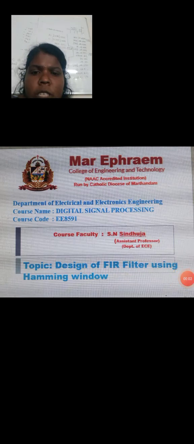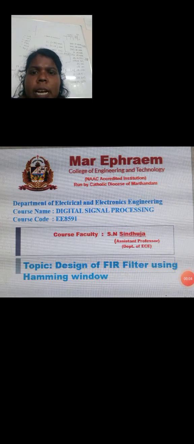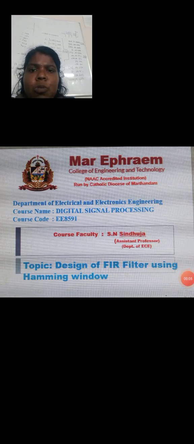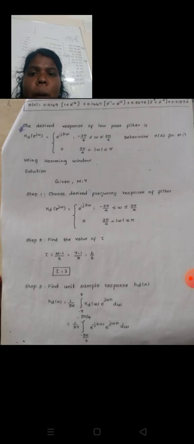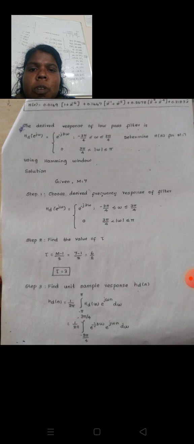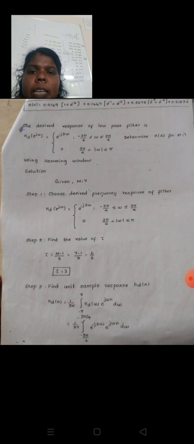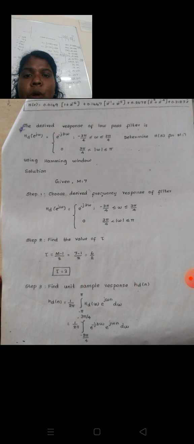Good morning students. Today we are going to see about design of FIR filter using Hamming window. Our problem is: the desired response of a low pass filter is HD of e power j omega equal to e power minus j 3 omega, where omega lies between minus 3 pi by 4 to 3 pi by 4 and 0 otherwise. Determine the transfer function H of z for M equal to 7 using Hamming window.